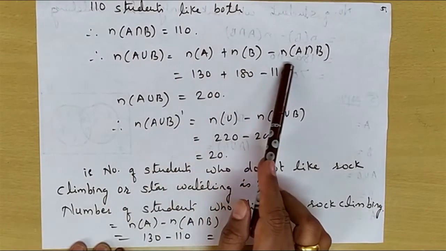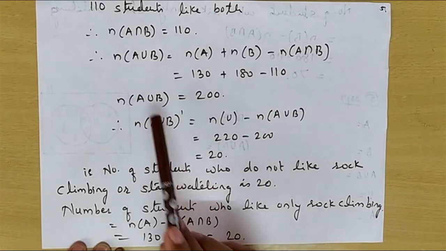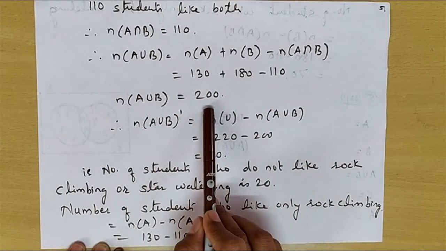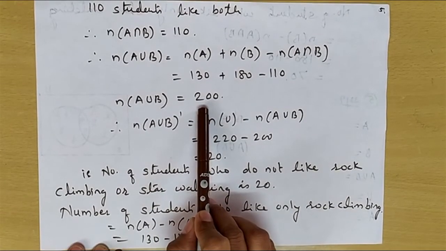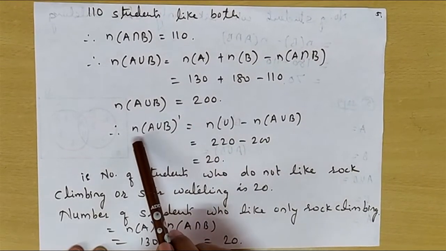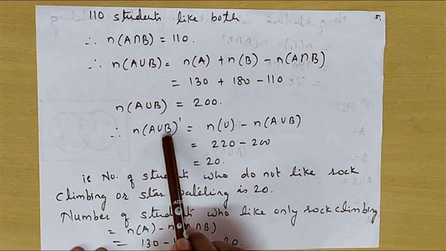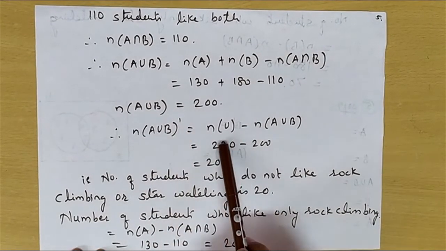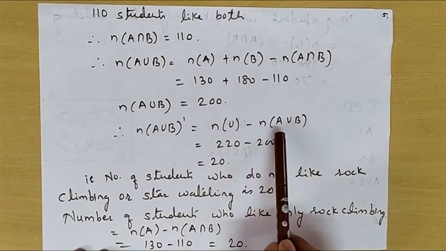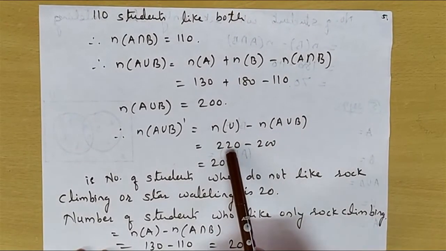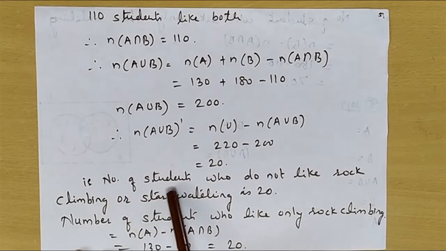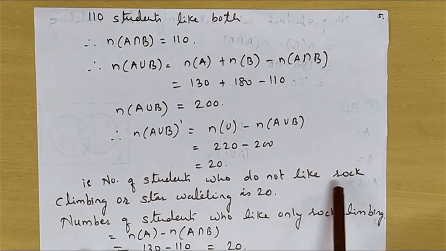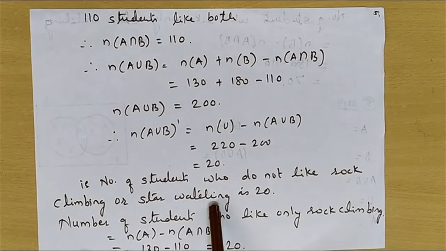Now use the formula to calculate A union B. It comes out to be 200. So 200 students like at least one of them. The number of elements in the complement of A union B will be n of U minus n of A union B. It is 220 minus 200. So 20 is the number of students who do not like rock climbing or star watching.